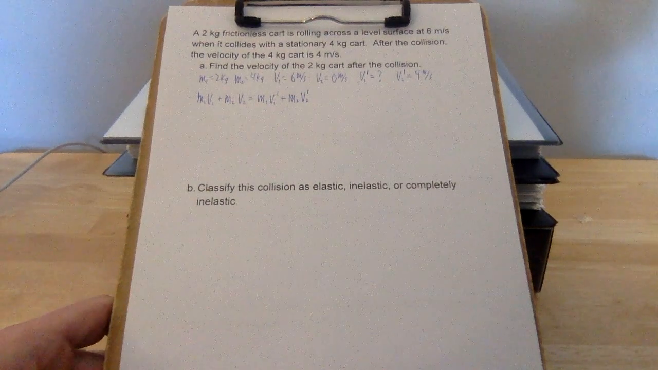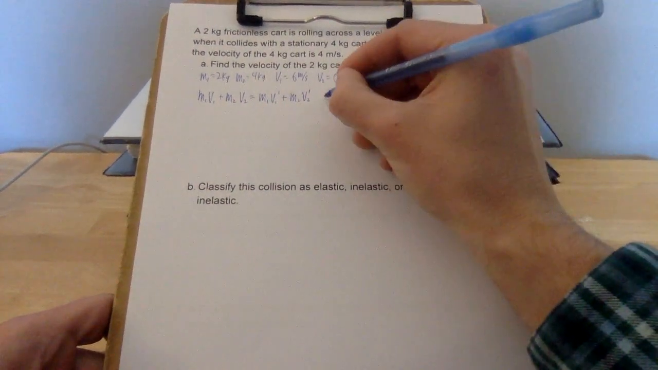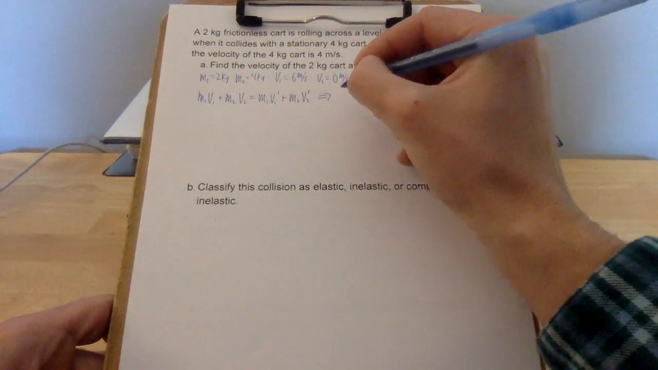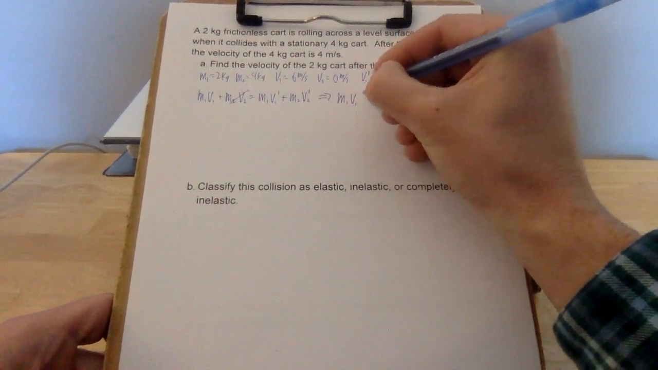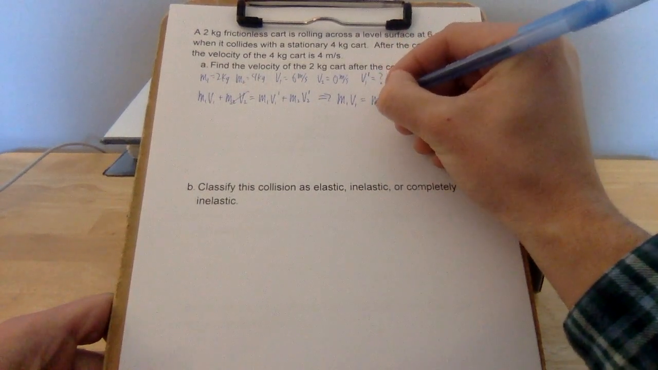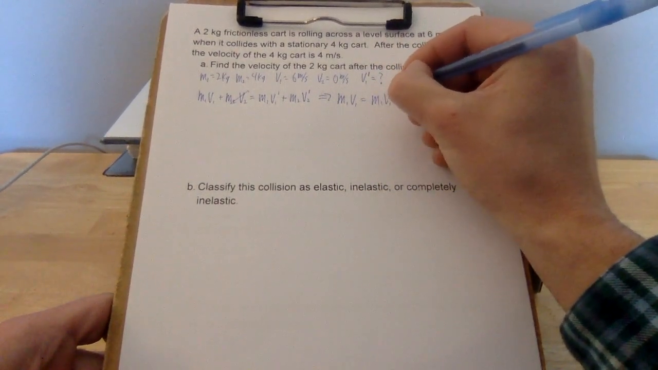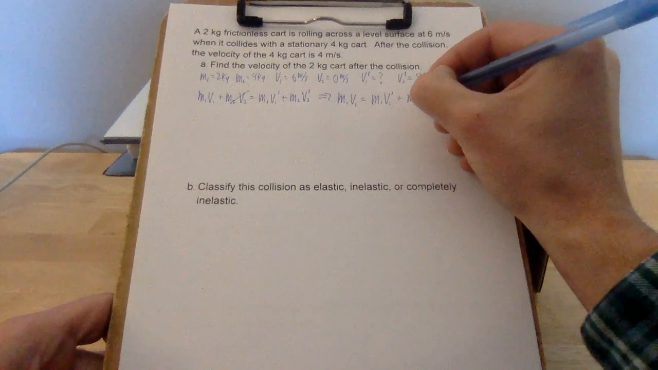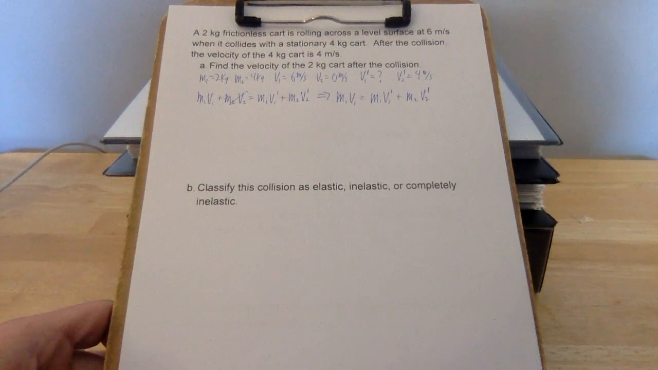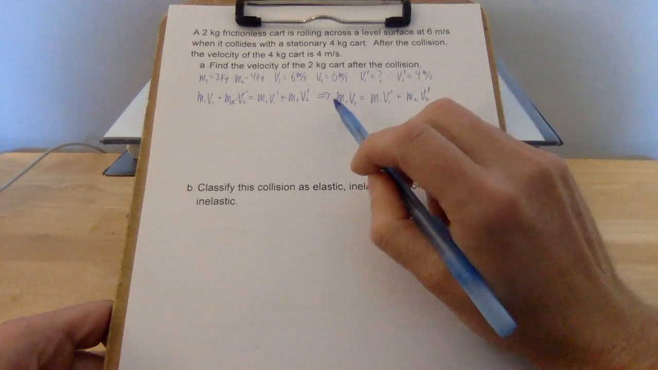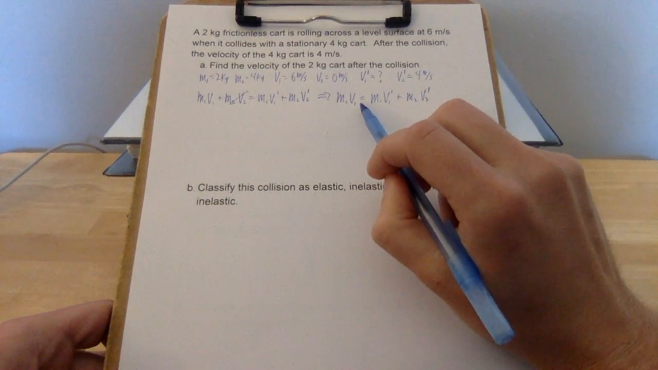We're lucky in this scenario that because V2 is equal to 0, we can simplify this a little bit. So we just have M1 V1 is equal to M1 V1 prime plus M2 V2 prime. There's no initial momentum in that 4 kilogram cart, so all the momentum in the system starts in the 2 kilogram cart, and that's us accounting for that right there.